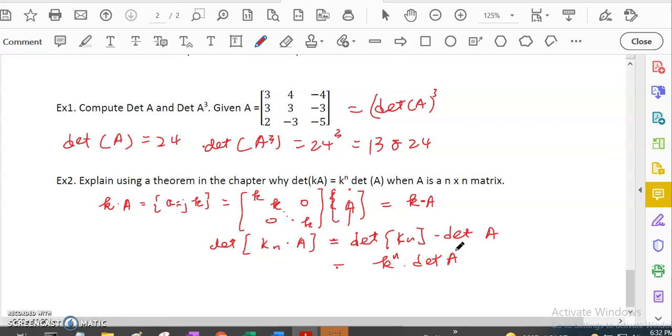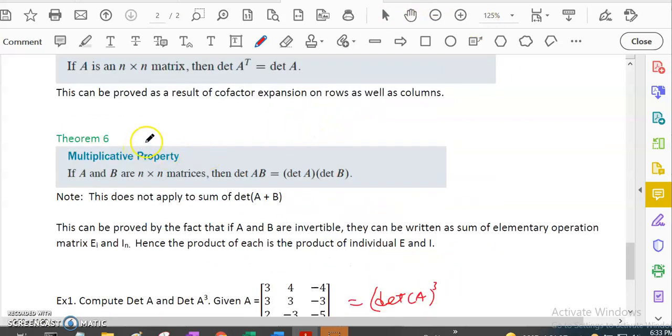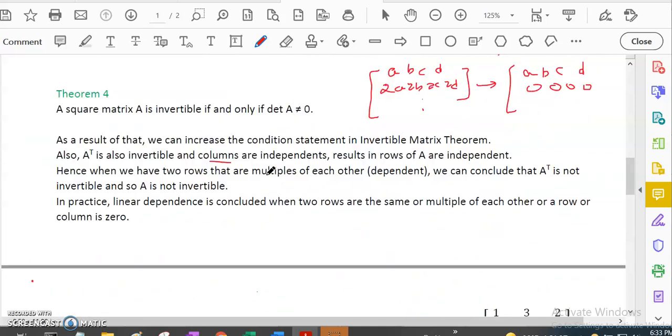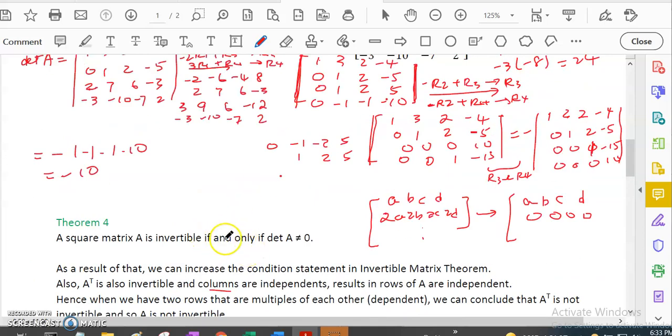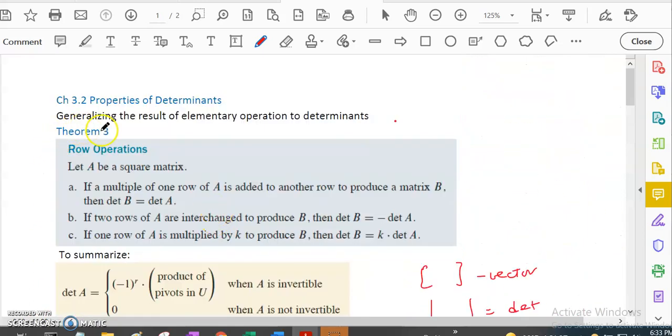So all of these properties that we've seen can actually be proven by any of these. Theorem 6, det(AB) equals det(A) times det(B). The transpose is the same. And also, yeah, so this is adding on to the IMT and theorem 3. Okay, so that's the end of 3.2.